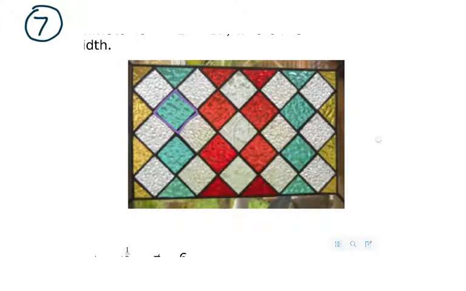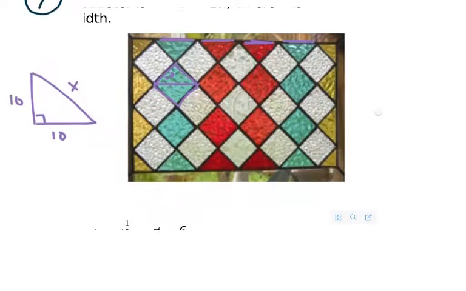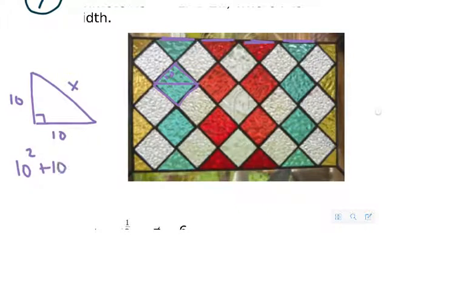Each square inside the stained glass window has a side length of 10. What I want you to note, though, is that these lengths right here along the edge are not the side of the square. They're the diagonal of the square. So if I take one of the triangles out of that square, the two side lengths here are both 10. What I need to find out is what's the length of the diagonal. I can actually just use the Pythagorean theorem to do that. Remember the Pythagorean theorem? A squared plus b squared is equal to c squared, where c is the hypotenuse.